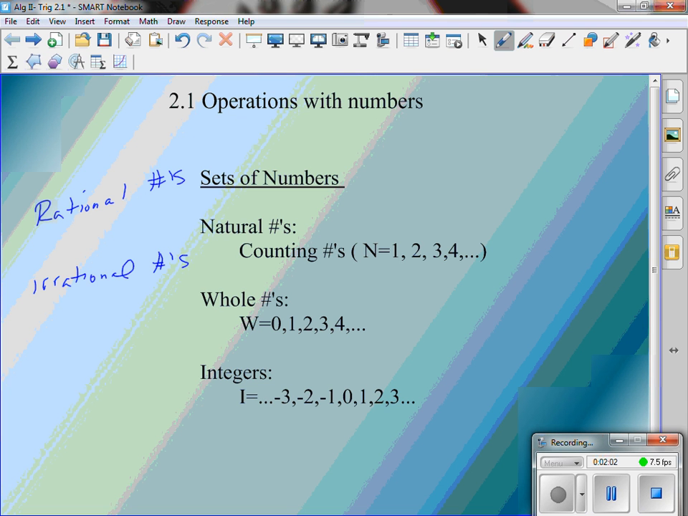Irrational numbers are numbers that cannot be written as a fraction. What's the most famous irrational number? Pi. Pi is an irrational number. It's 3.14, so on, so on, so on. The closest representation of that is 22/7, and it's still not even perfect. All of these are considered my real numbers. These are all real, and then there's one little tiny category over here called the imaginary numbers, which we'll talk about later.